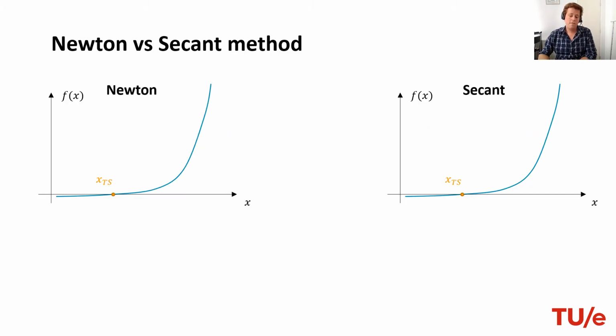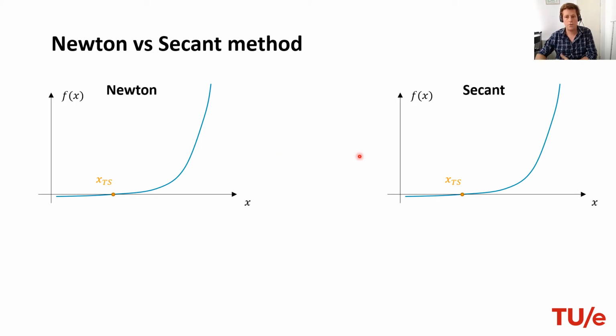Comparing Newton's method with the secant method will be done using these two graphs on this slide here. On the left and the right we have the same function f of x, which we want to solve or find the root of. So we want to find x such that f of x is equal to 0. And in these graphical representations, the true solution is indicated here in yellow.